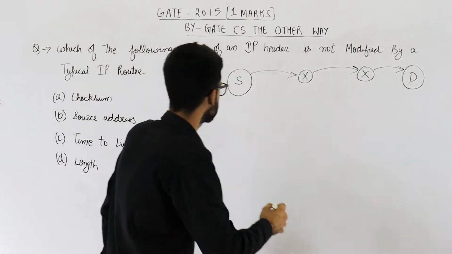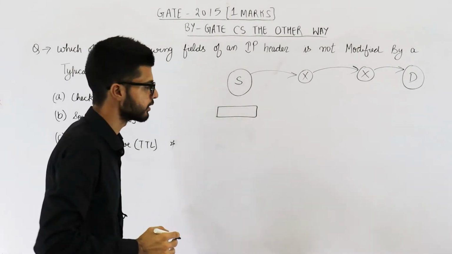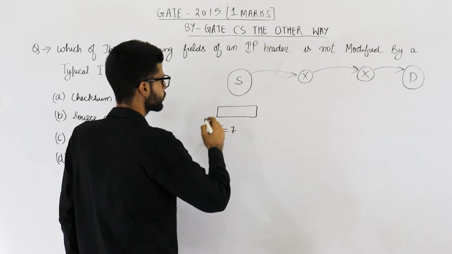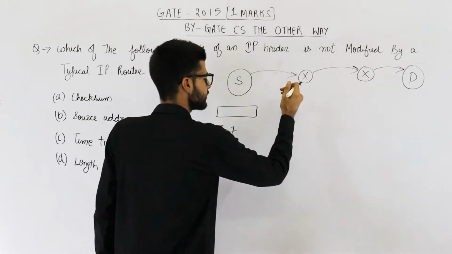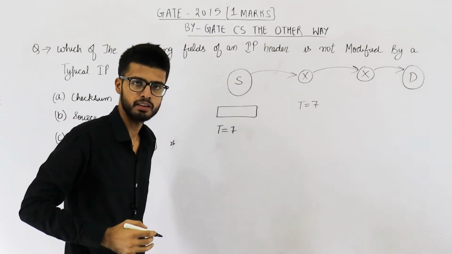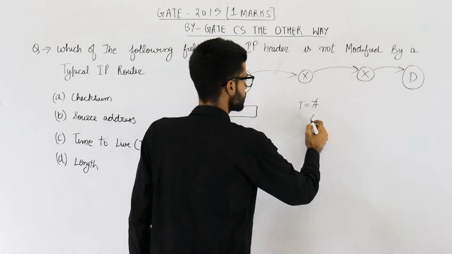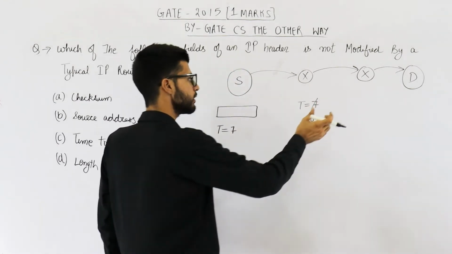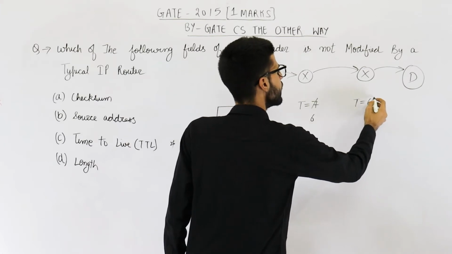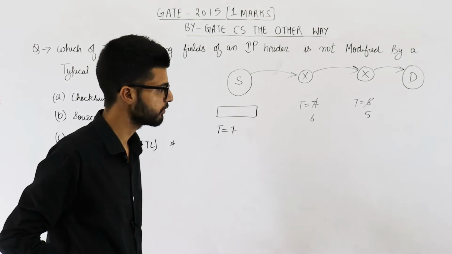See, suppose this is the source from where the packet originated. The source will set some value for TTL. Suppose it is set to 7. Source will send the packet to some router. Router will receive packet with TTL 7 and it will reduce it to 6. Okay, so 7 minus 1, 6. Similarly, this router will receive TTL is equal to 6 and it will also decrement it by 1. Hence, the new value will be 5.